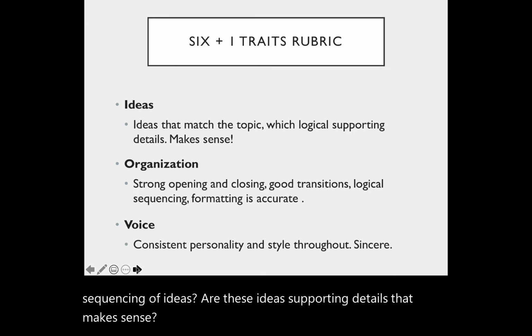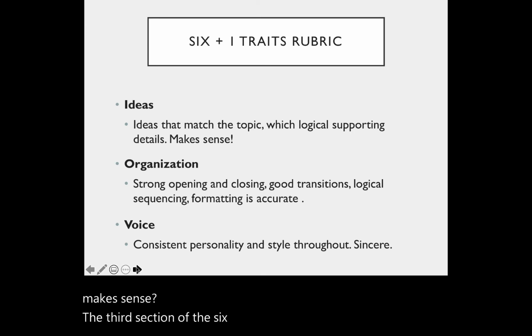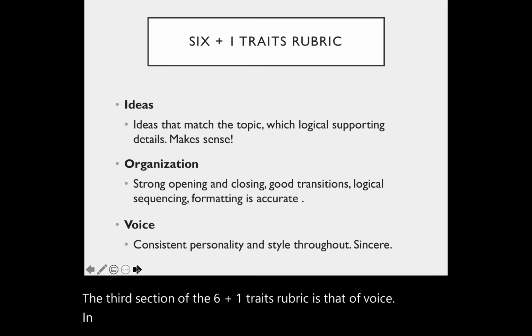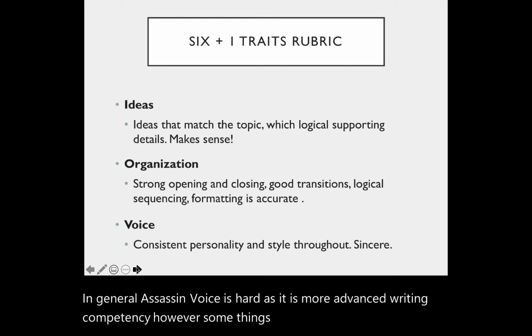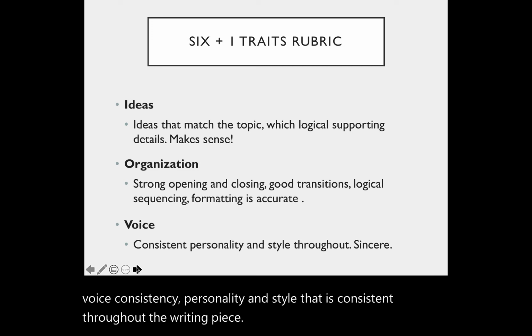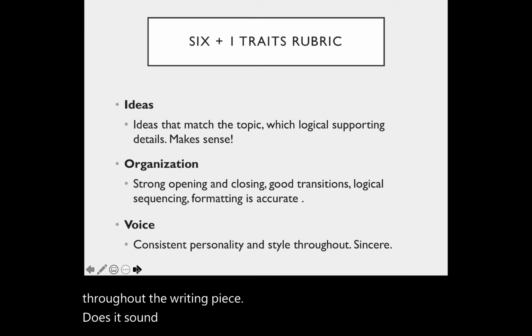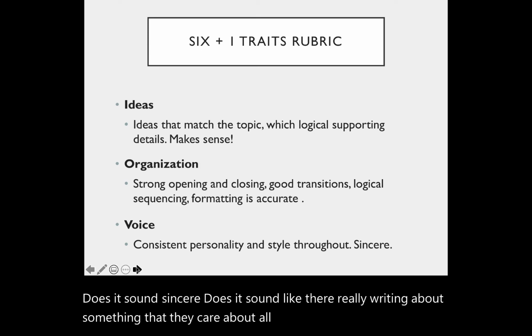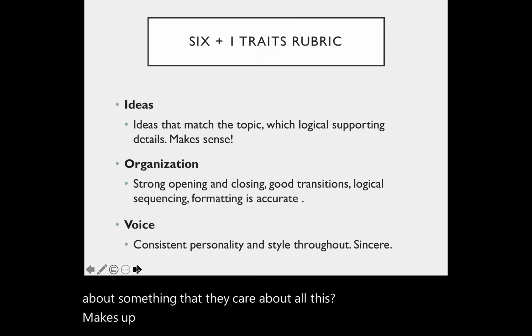The third section of the 6+1 traits rubric is that of voice. In general, assessing voice is hard as it is more advanced writing competency. However, some things to look for in this area include voice consistency, personality, and style that is consistent throughout the writing piece. Does it sound sincere? Does it sound like they're really writing about something that they care about? All this makes up the trait of voice.